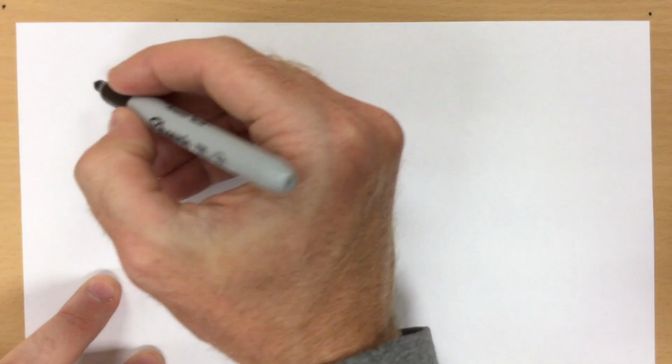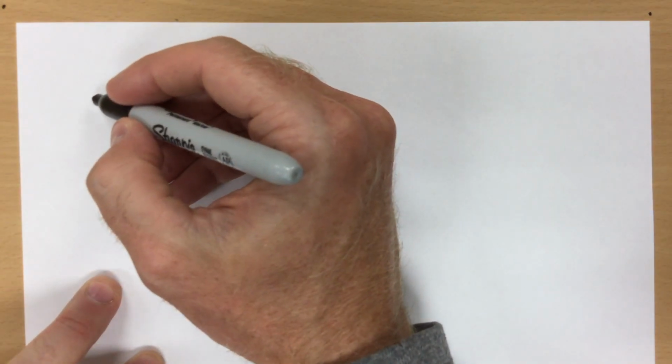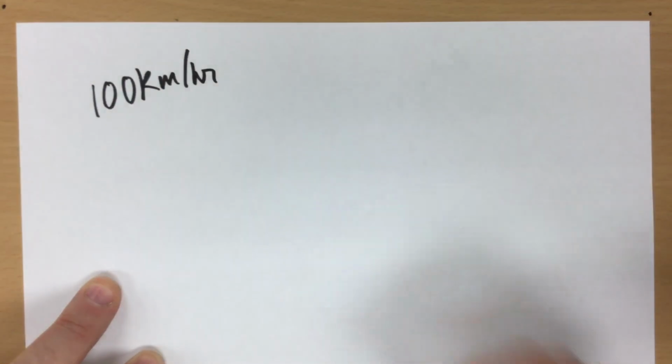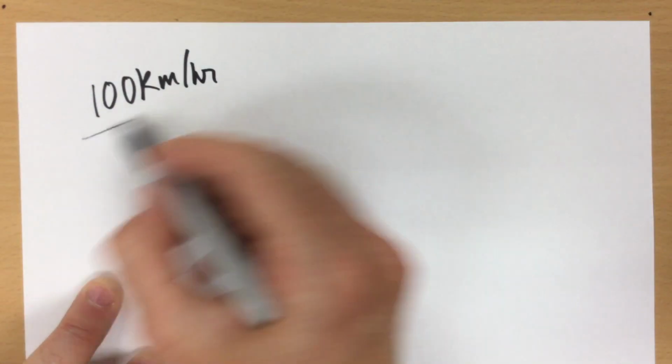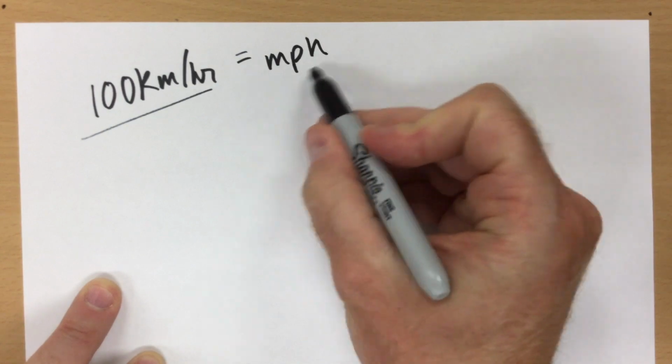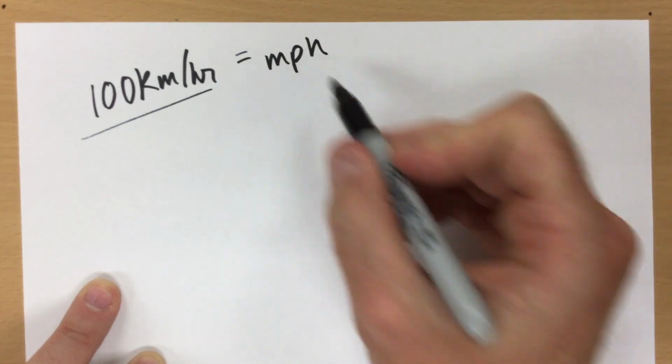Let's try another one. Let's say you go to Canada and you see the speed limit says 100 kilometers per hour. And you're like, whoa, that's crazy fast. Well, not necessarily. That's just kilometers per hour. We're not used to seeing that. So we want to change that into miles per hour. Now, you might think that says meters per hour, but again, we'll go with miles per hour.